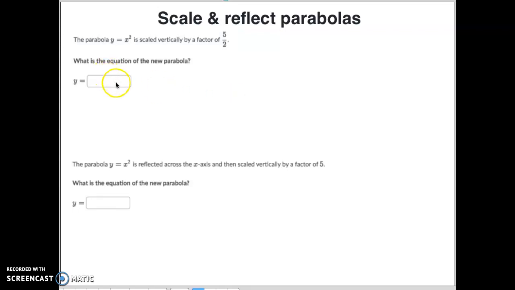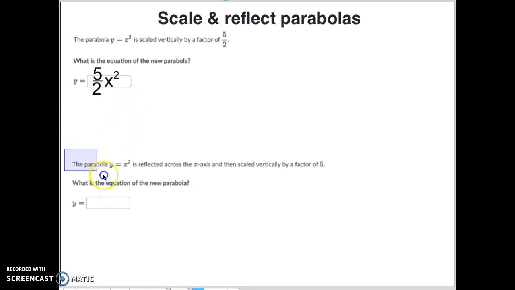This really isn't that hard, guys. Are you ready for this one? Boom. It's 5 over 2 x squared. Yeah, it's that easy. Because it's going vertically and it's going up, it's 5 over 2 x squared. It's that easy. Okay, second one though.